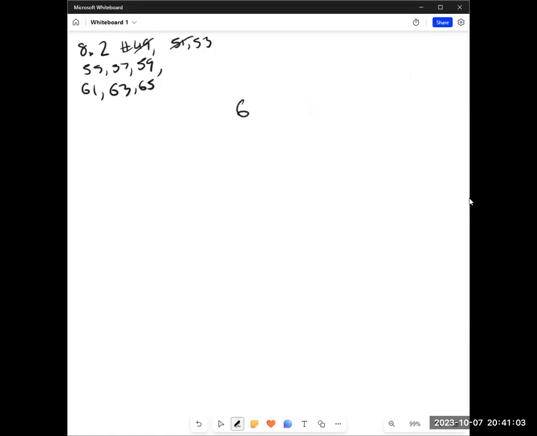Now we're going to evaluate the expression 6x minus 3 when x is equal to 3. 6 times 3 minus 3 is 18 minus 3 is 15.